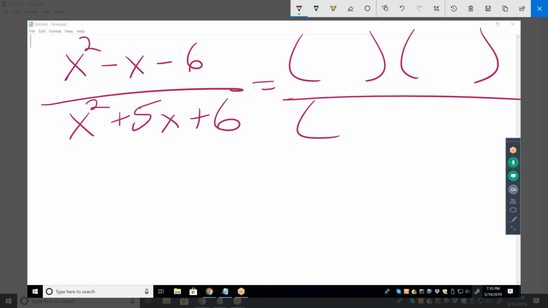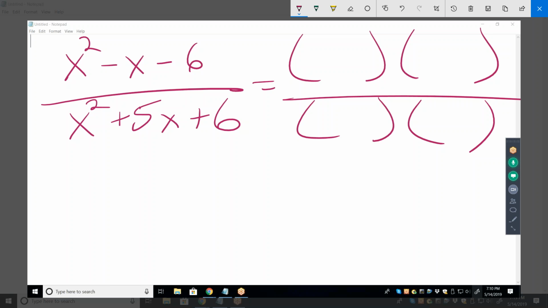X would be x minus 6, x plus 5. No, let's do it step by step. I want to review factoring. How do you factor that numerator? What's the first step?